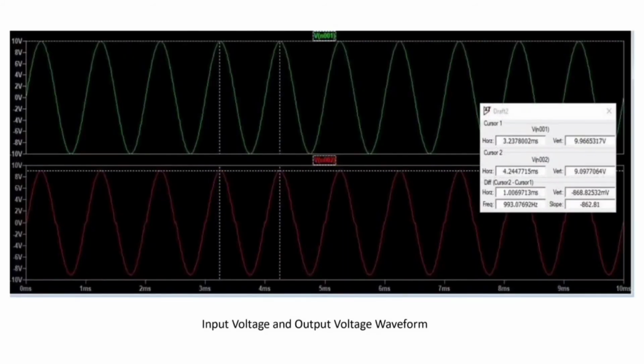Next, the result for input voltage and output voltage waveform. As we said, the input voltage is 10 volt and from the simulation, we got the output voltage is 9.1 volt.